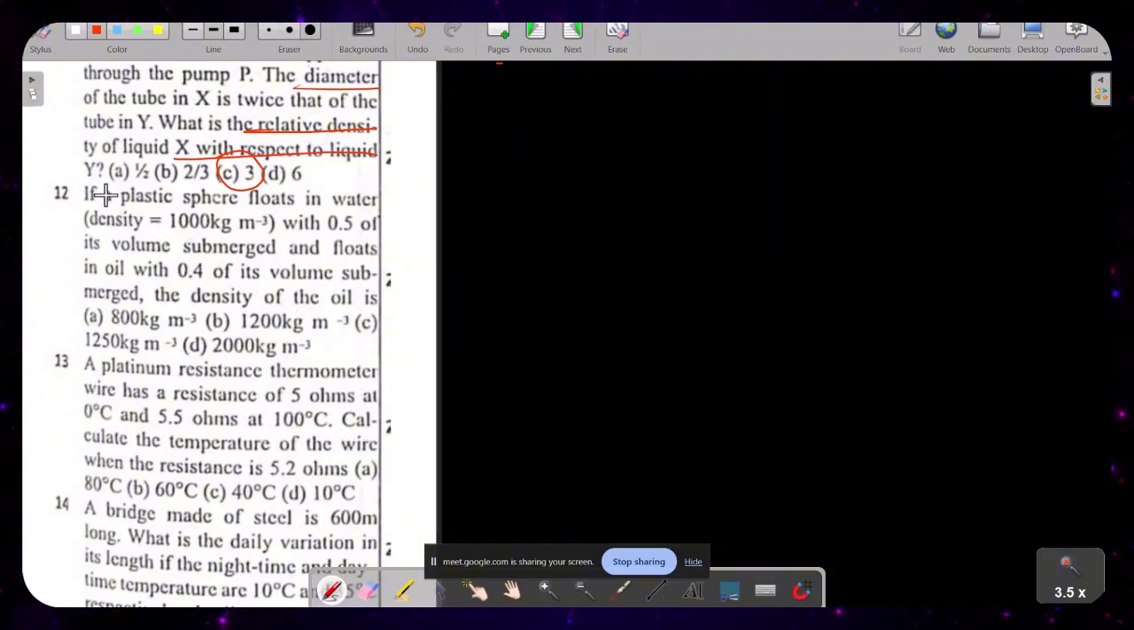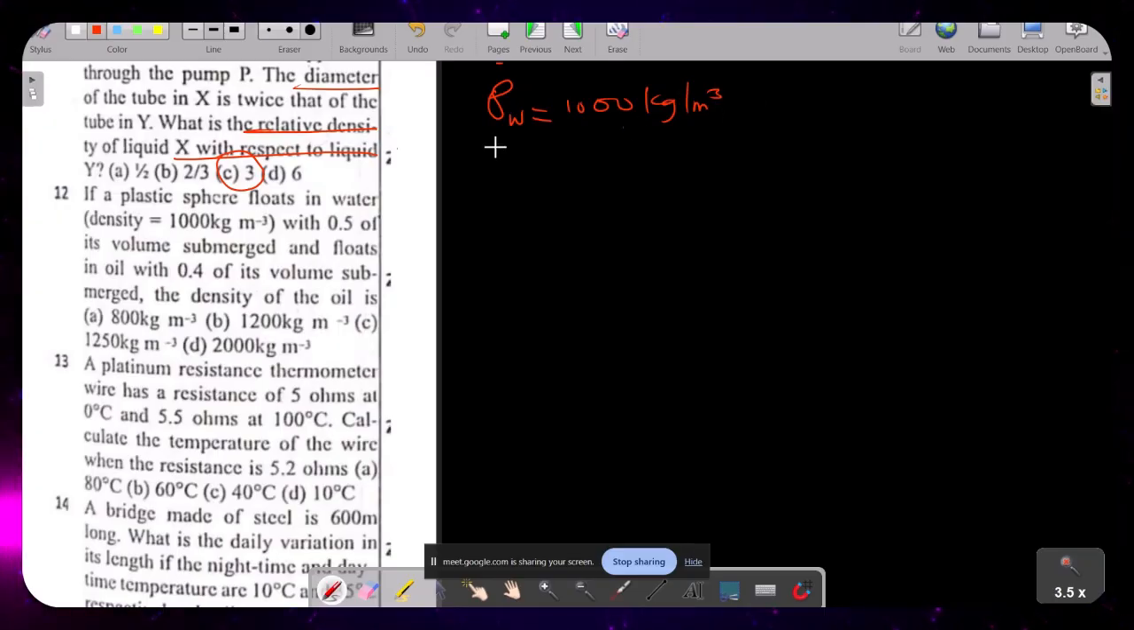Okay, so I'll just quickly say one thing. So I just said, what formula am I going to use? First of all, let's look at this question. The question says, if a sphere floats in water, and the density of water is what? They say that the density of water is 1000 kilogram per meter cube. Remember the formula for density.